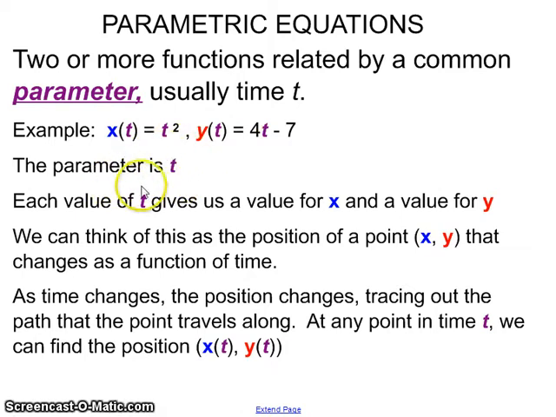Okay, time is the parameter, and each value of t gives us a different value for x and a different value for y. So we can think about this as making the position of a point, x, y, change as a function of time. And so this is the location of the object perhaps that we're tracking, at any point in time. So we're just going to plug in a value of t to get an x position and a y position, and that will give us our xy point.